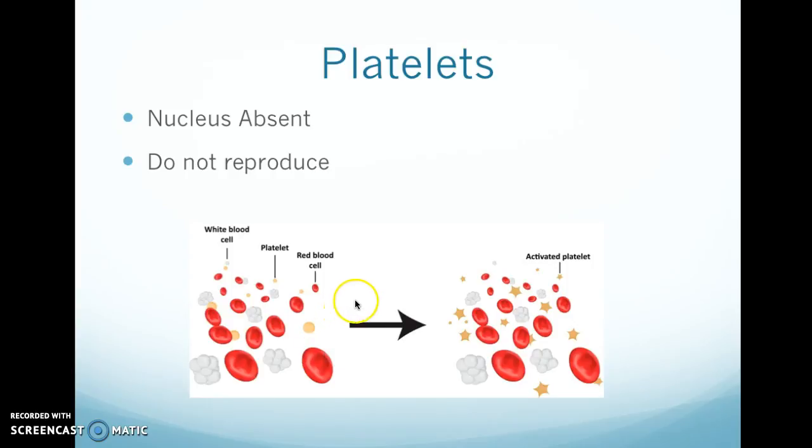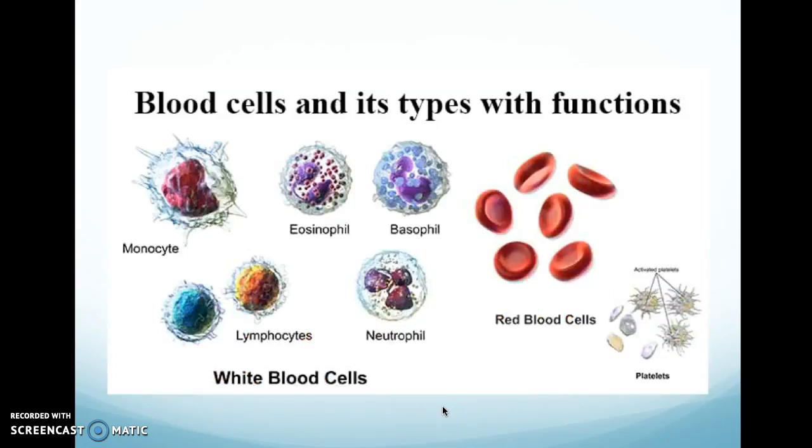And so in this picture, we see that they have the white blood cells on here, the red blood cells, and then the platelets. And then on the other side, they have activated platelets, and you can see what those look like as well. Okay, and then for the last slide, I just have all of the blood cells on here, and so it just gives you an idea of what they all look like.